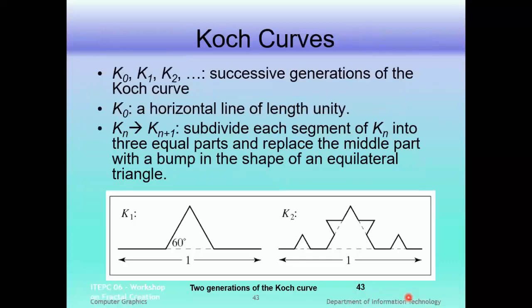To draw a Koch curve, we have to start with a line segment. Then we divide that line segment into three equal parts. After that, we replace the central third part by two adjacent sides of an equilateral triangle, which is shown here.